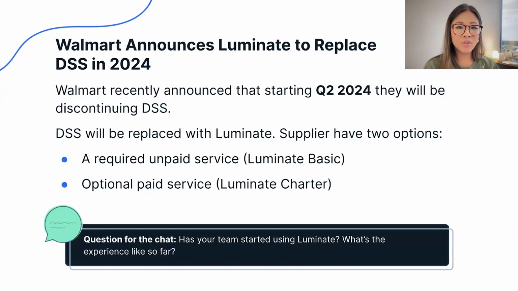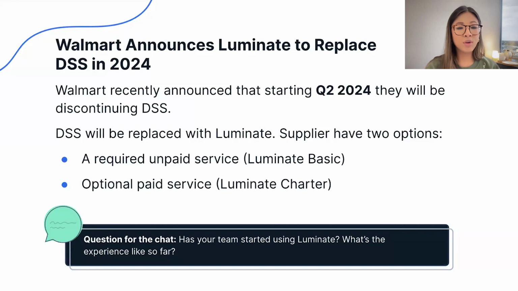Walmart announced Luminate last year. There were a lot of rumors on whether Luminate and DSS could coexist, and they basically officially made the announcement that DSS is going away. If you've done this for a while, you're all familiar with the shifting timelines. First, it was supposed to be the end of last year, then Q1 of this year, I think March 31st. And now the most recent announcement, and this one feels final, is Q2 2024 for DSS to officially go away.